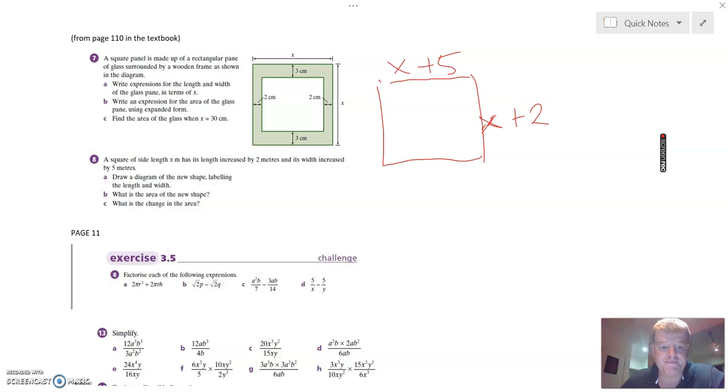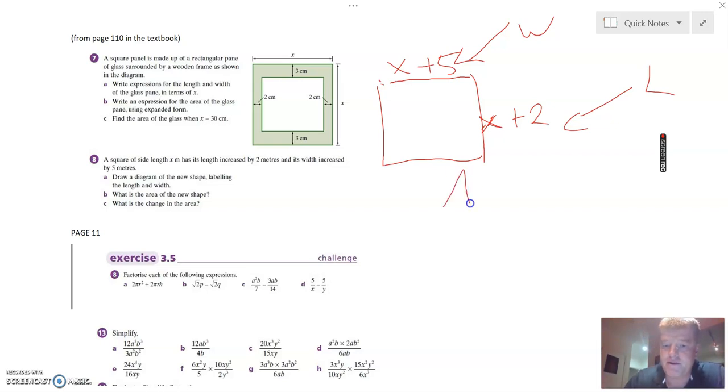Okay, so now we've done question part A: draw a diagram of the new shape, labelling the length and the width. Well, they say the length increased by 2 metres, so that's going to be the length here, and this one here is going to be the width. That increased by 5 metres. So now we ask the area. What is the area of the shape?